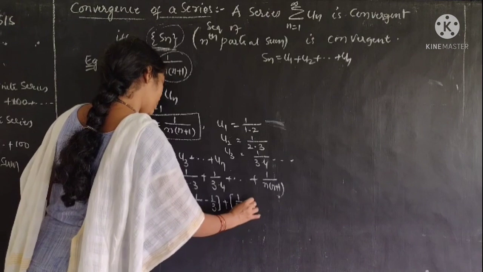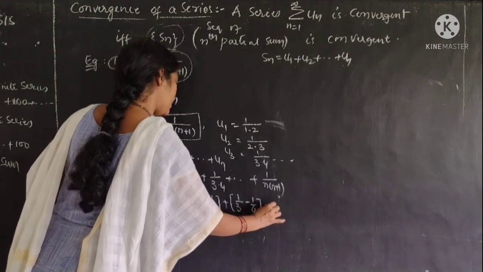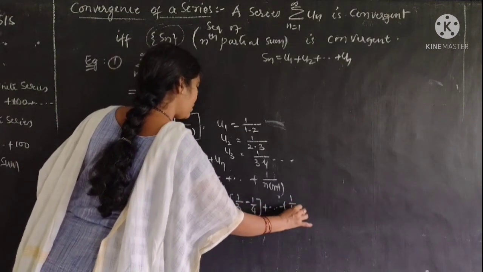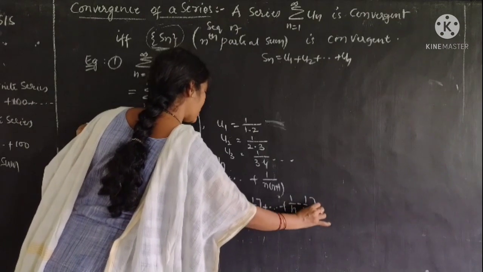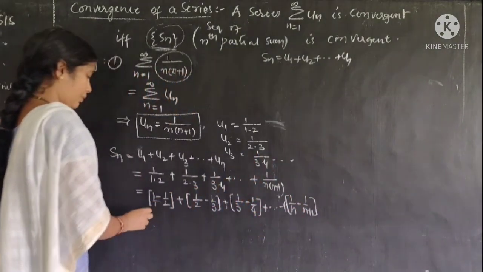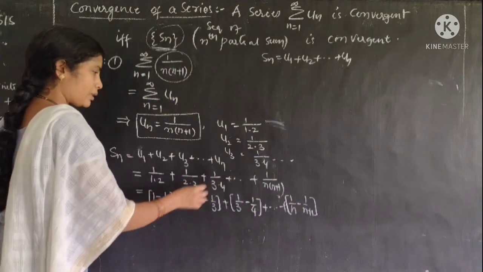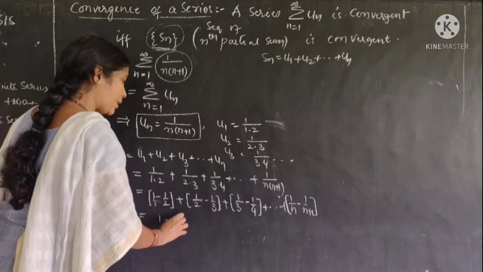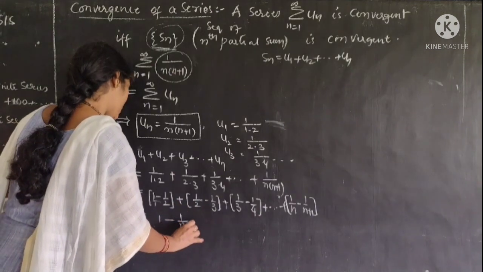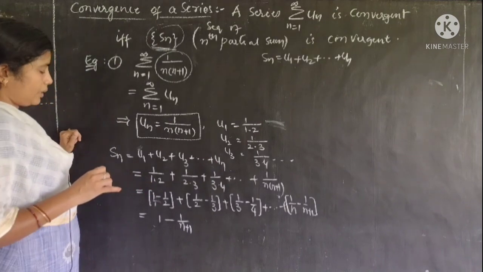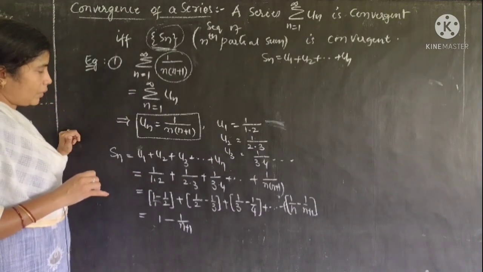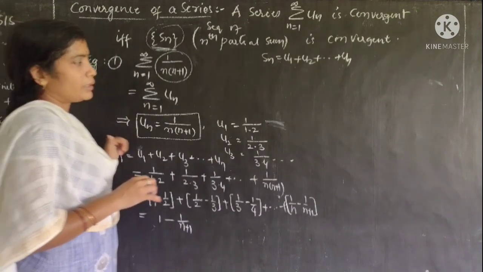Similarly, third term, plus and so on, 1 by n minus 1 by n plus 1, which is equal to, cancel చేసినట్లయితే మనకి లాస్ట్గా మిగిలింది 1 minus 1 by n plus 1. This is the Sn.